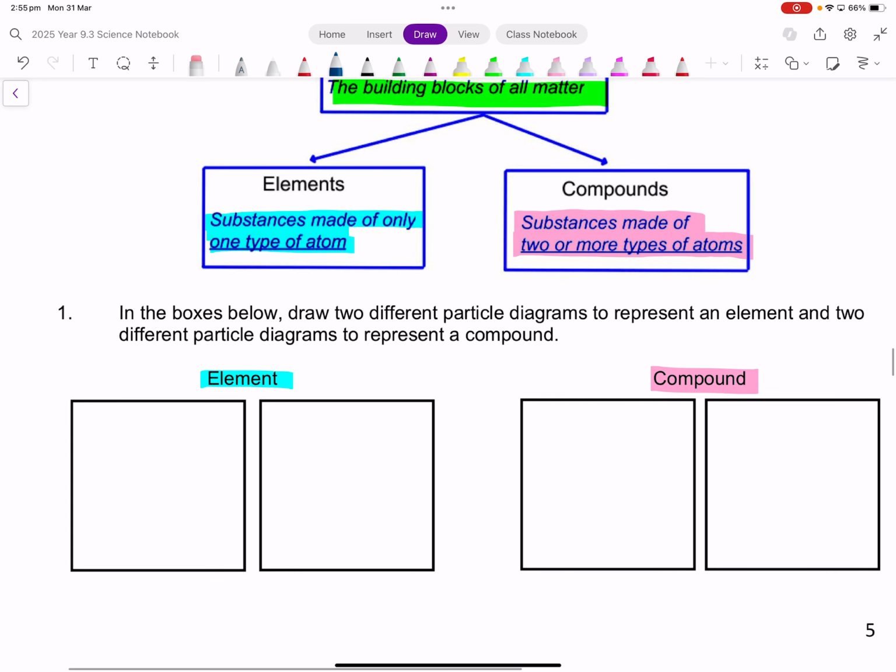And the one I like to draw to start is oxygen. Now oxygen, it doesn't like to hang out by itself. What it does is it hangs out with a friend. It hangs out with another oxygen. And so oxygen looks like 2 circles.